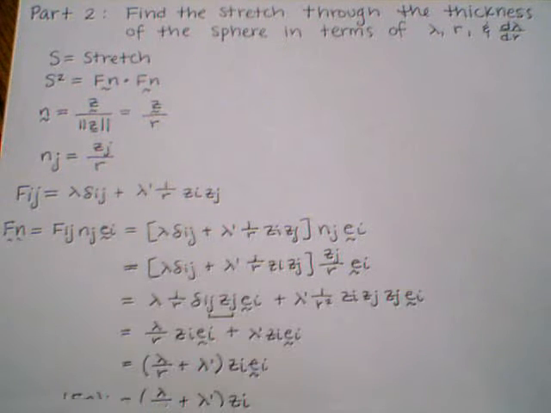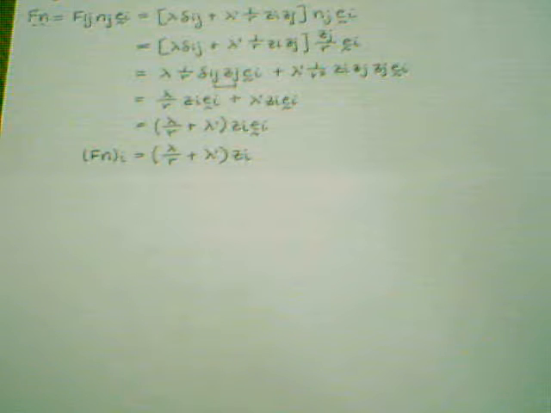So for the final part, we can just factor out the zi ei, and get lambda over r plus lambda prime, all multiplied by zi ei. So F acting on n, the ith component of that is lambda over r plus lambda prime multiplied by zi.